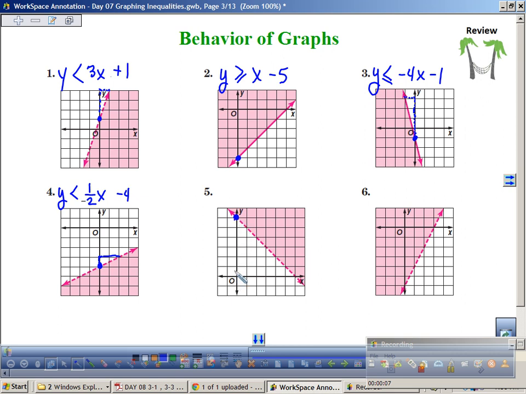1, 2, 3, 4, 5, 6. So I start at 6. And what's my slope on this one? I have a negative slope, right? Negative x. And is this going to be step up or step down? Up, so greater than.